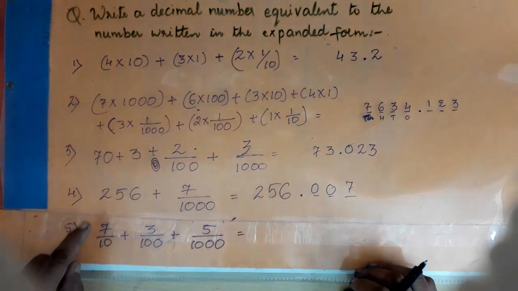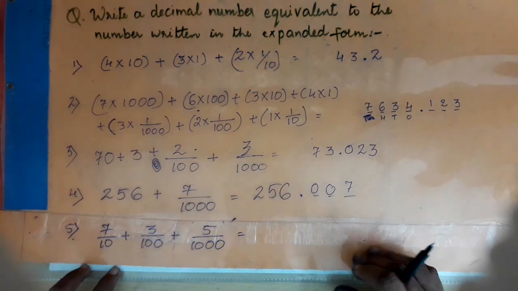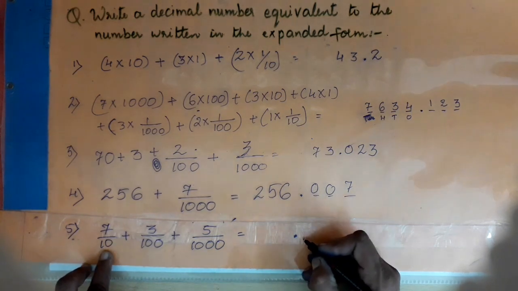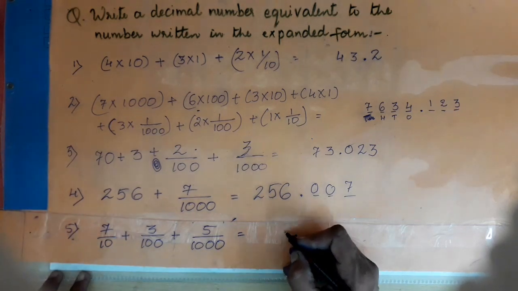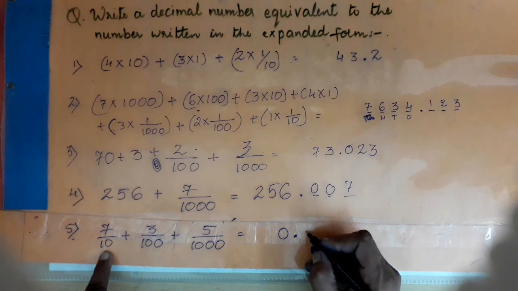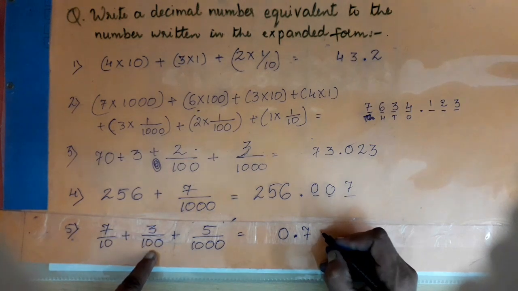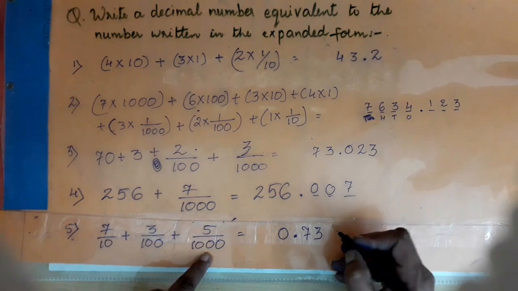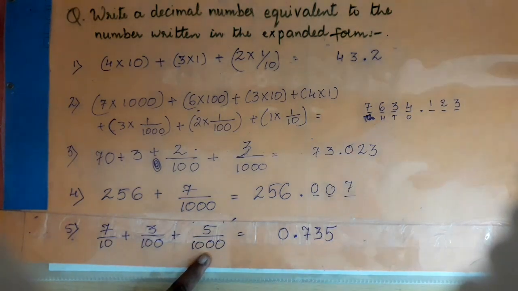Here you have 7 upon 10, 3 upon 100 plus 5 upon 1000. So 7 is in the tenths place, that is, after the decimal point. So what about the number before the decimal point? Nothing is given, so write 0. Now 7 is in the tenths place, that is, the first digit after the decimal point. 3 is in the hundredths place, so the second digit after the decimal point. And 5 is in the thousandths place, so 5 will be your third digit after the decimal point, right?